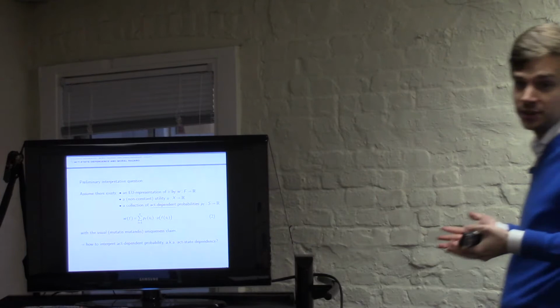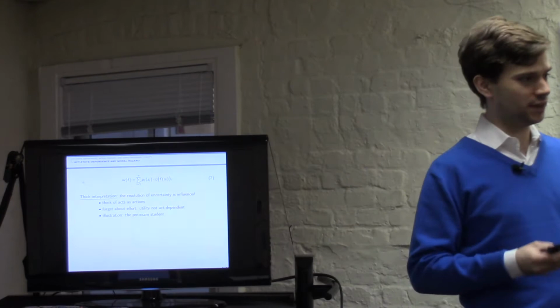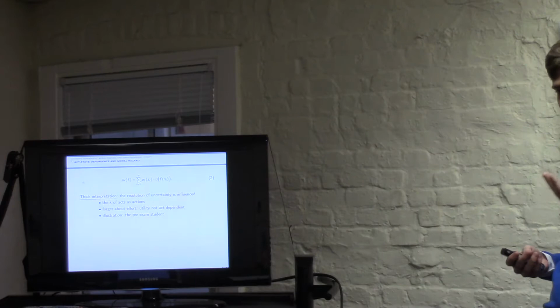Okay? Two interpretations. The first one that may be the most salient in your mind, especially for the ones closest to philosophy, is a very substantial interpretation of act dependence, to the effect that act dependence of probability indicates the fact that the resolution of uncertainty is influenced somehow, directly or indirectly, by the act in question. Okay, that's a very natural interpretation.